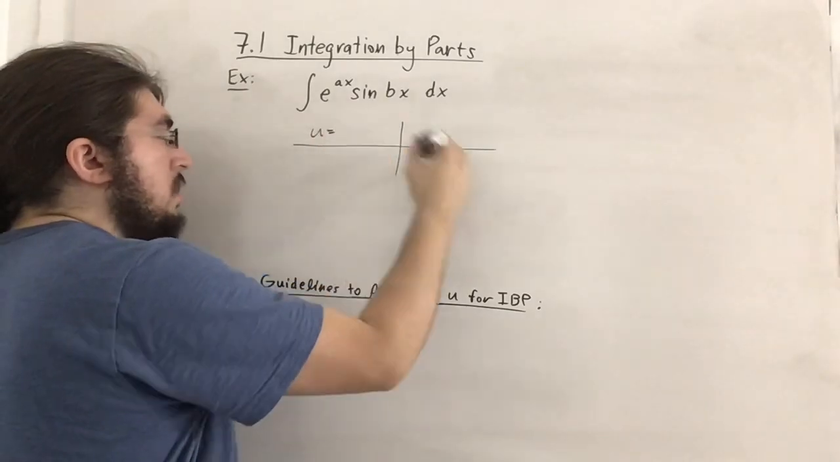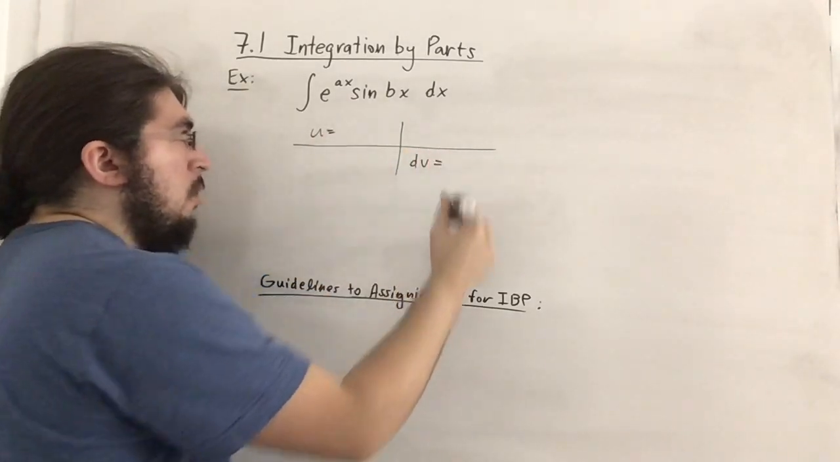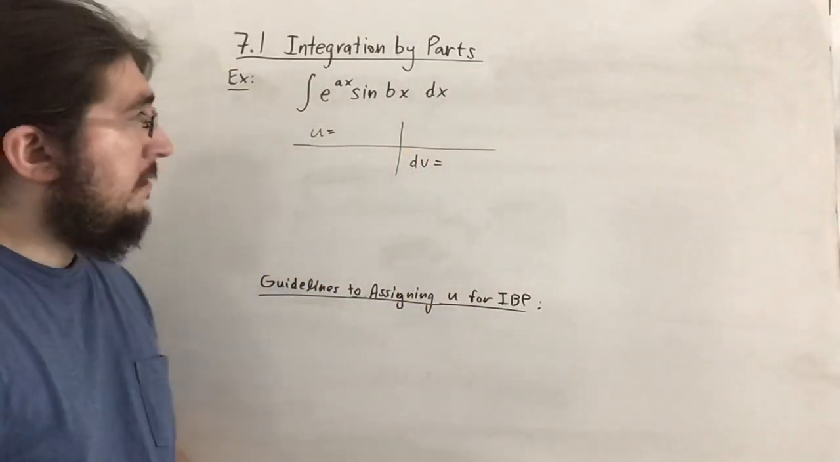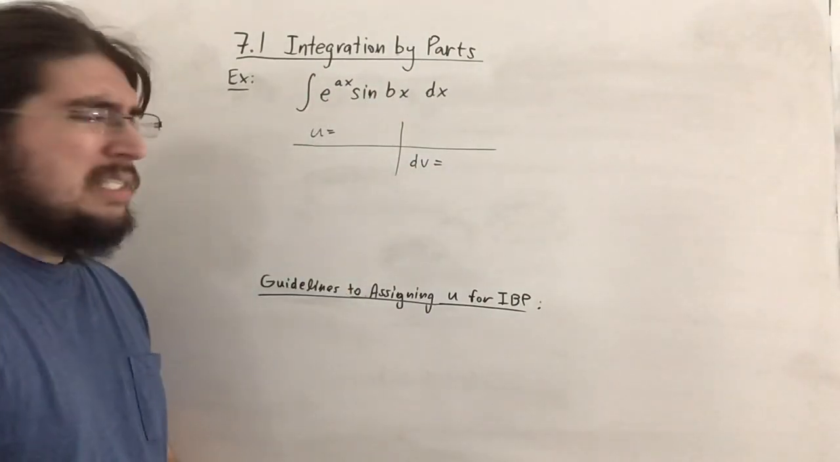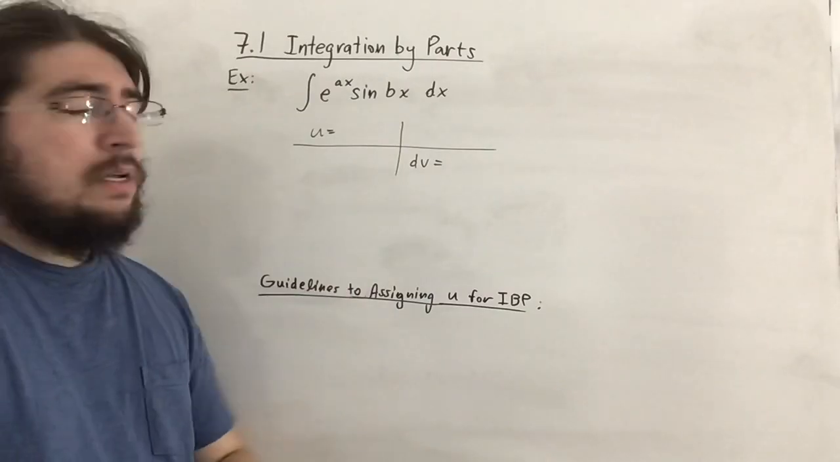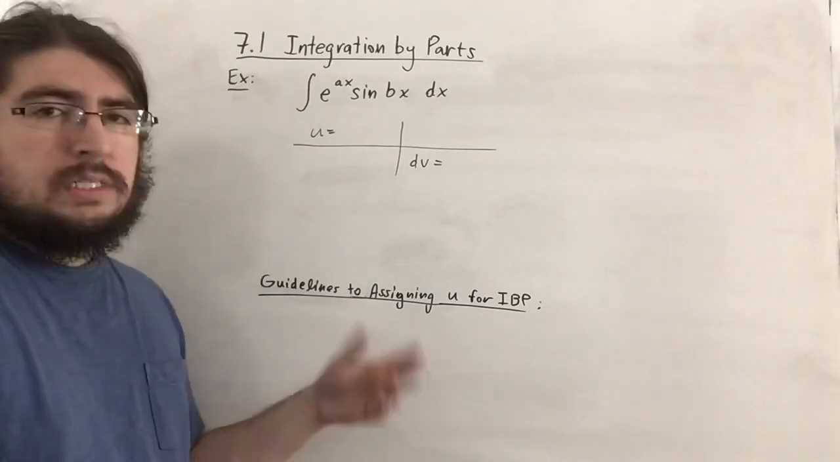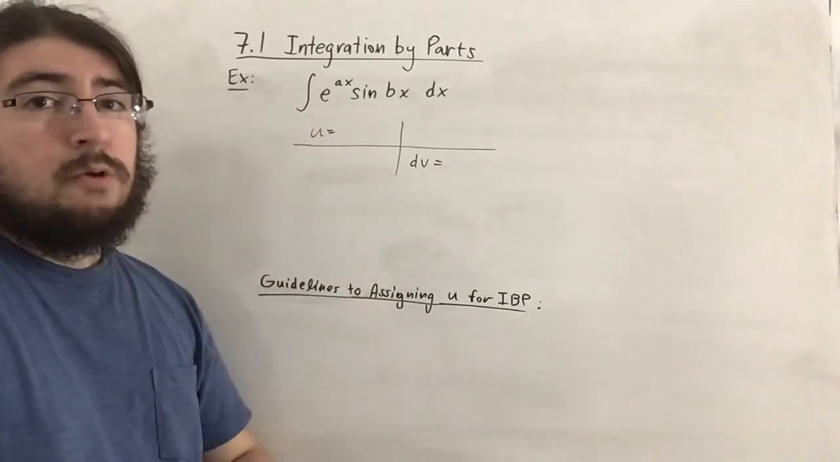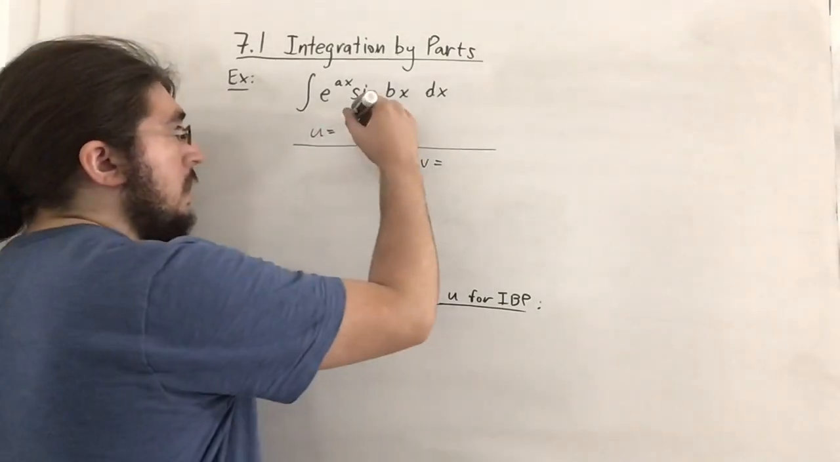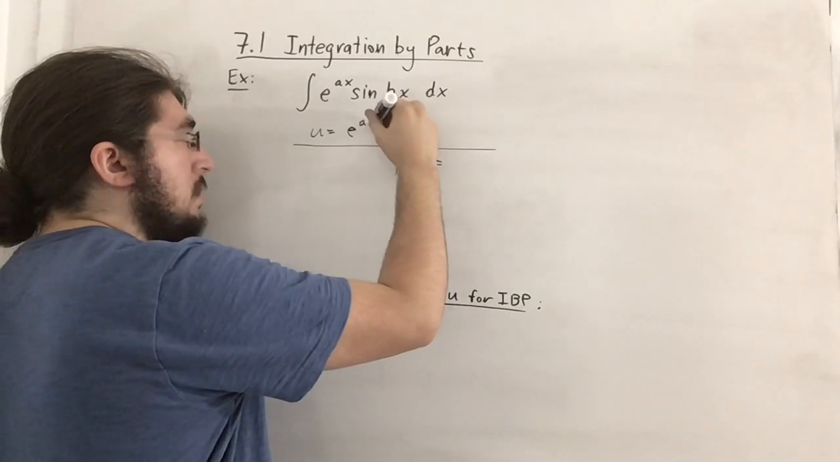Now, as far as what's u and what dv is, we actually haven't seen a case before where we have two things multiplied where one's exponential and one is trig. As it turns out, it doesn't really matter which one you do. The guidelines we'll see will say otherwise of what I'm about to say, but to be quite honest, in this case, either works. So I'm going to actually let u equal e to the ax.